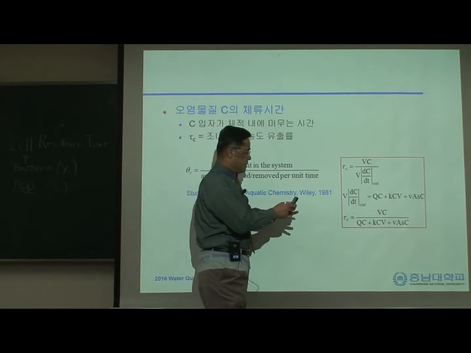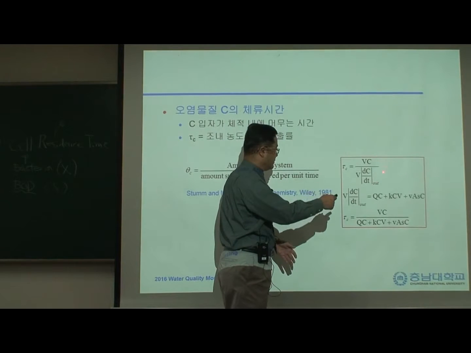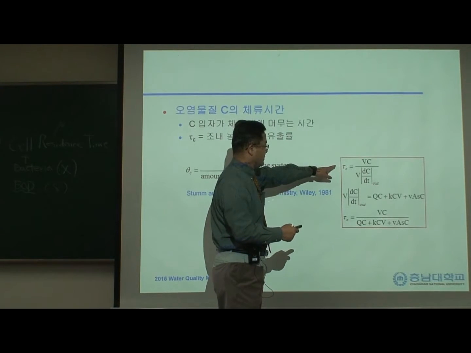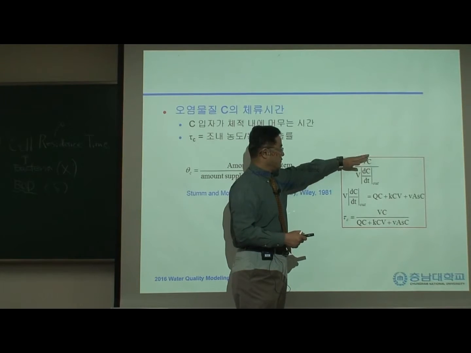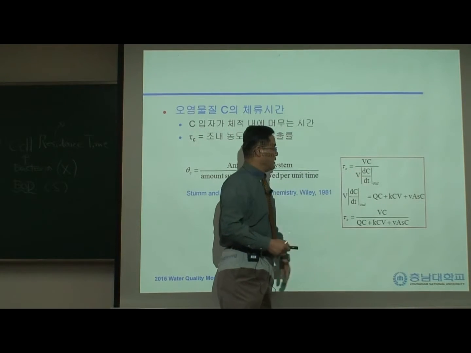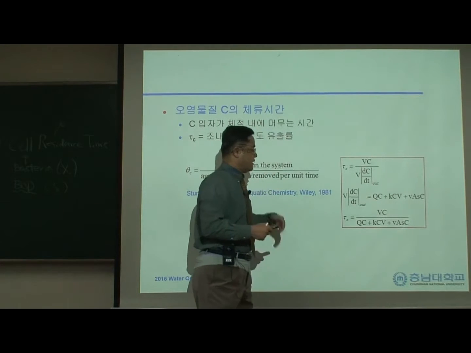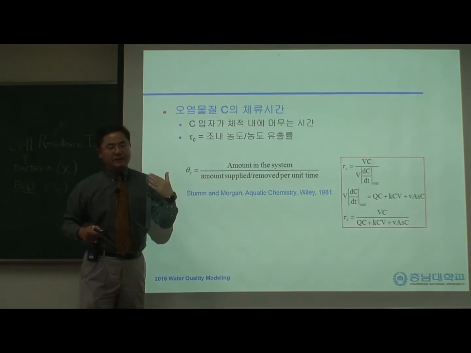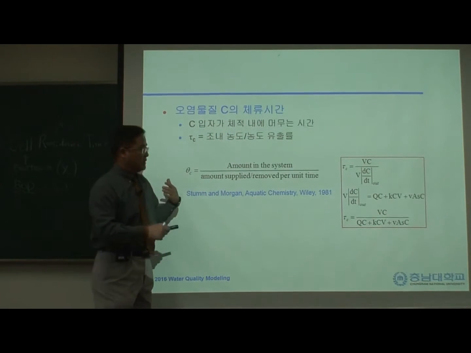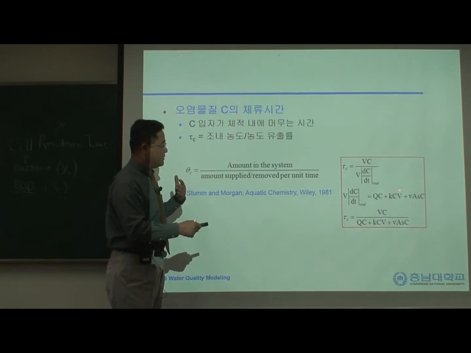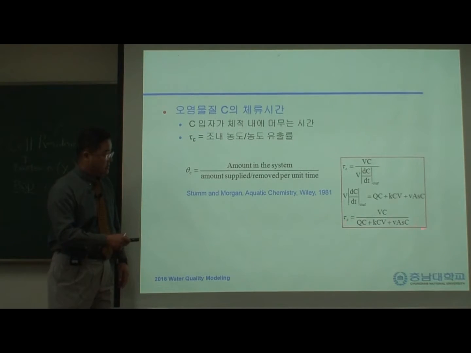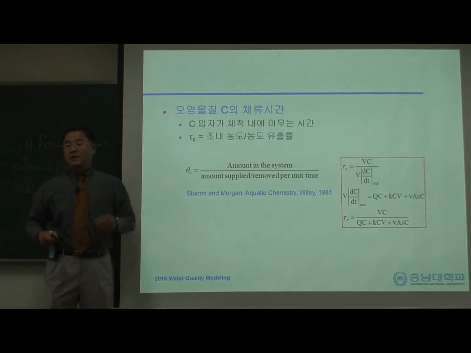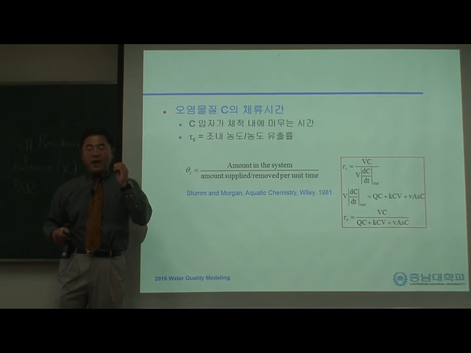So if we express those in the form of an equation, tau or theta can be defined as VC divided by V dc, which is out. And in here, the mass rate of output is outflow and decay and settling, right? So if you write it this way, this is your cell residence time, or residence time of your seed, okay?